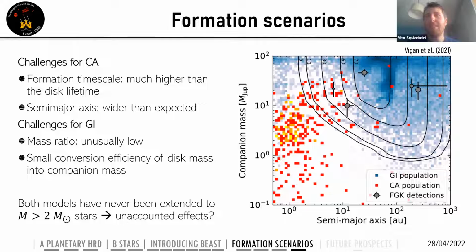But the key aspect is that both models have never been extended to this regime of stellar mass and also disk mass, because we had never found objects like those before.